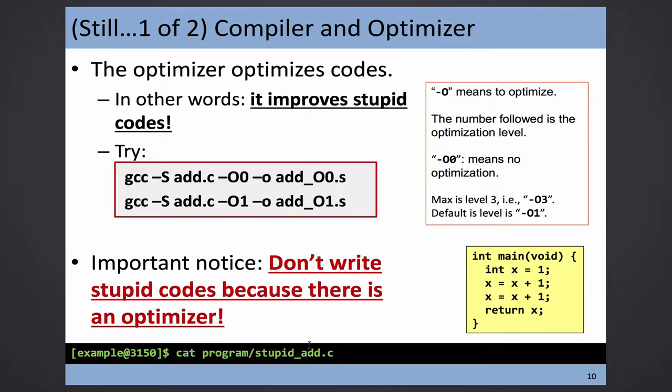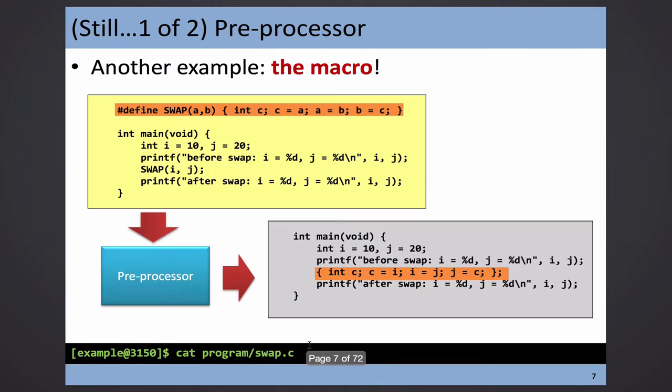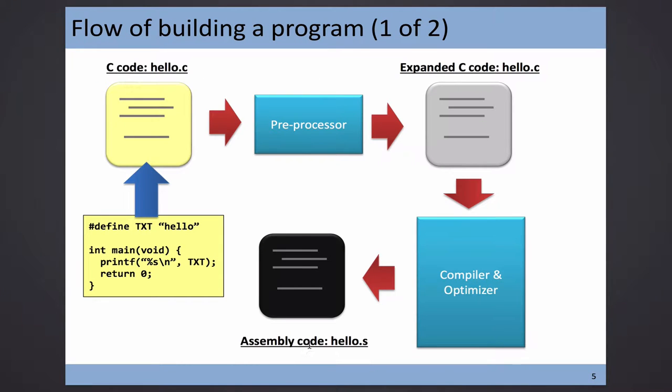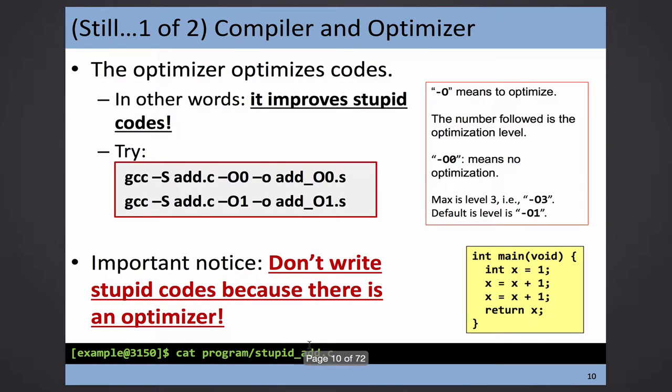Why? Because if we go back a few slides, okay, go back a few slides. So after you expand the code, it will go through compilation and optimization, and the optimization will generate assembly code. So we can only observe whether the code is being optimized at the assembly level. Okay, so I will guide you through the code, don't worry. Okay, so let's start up.